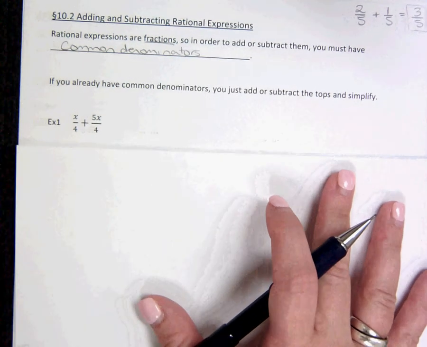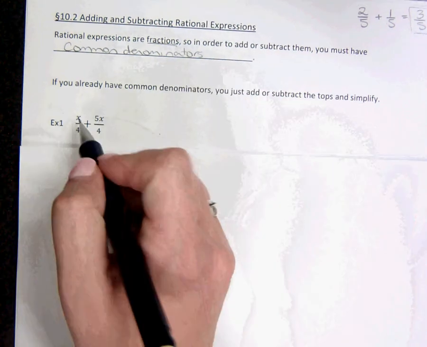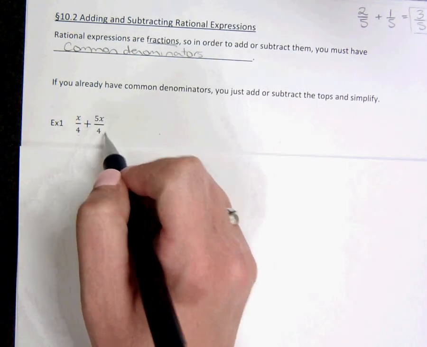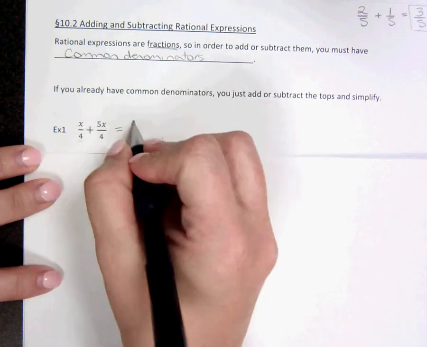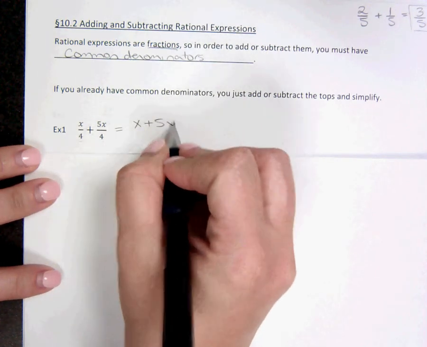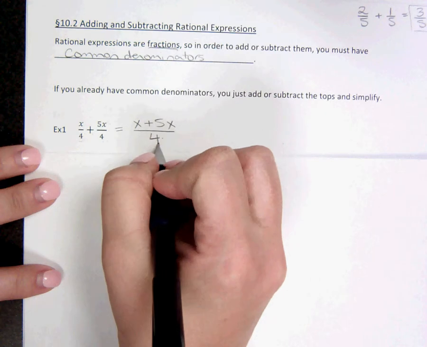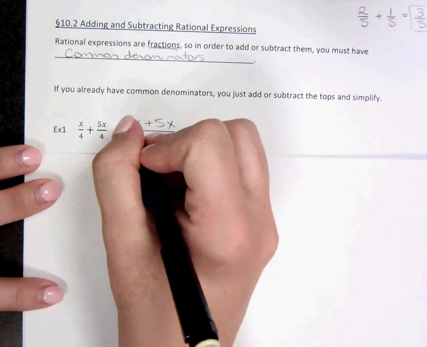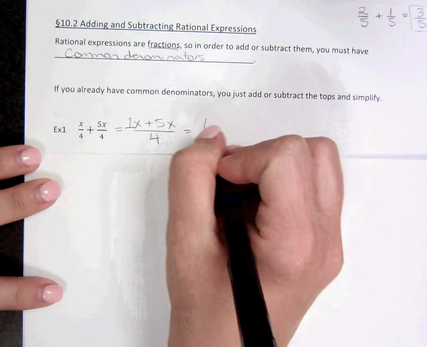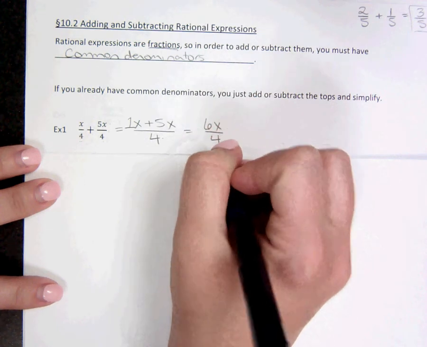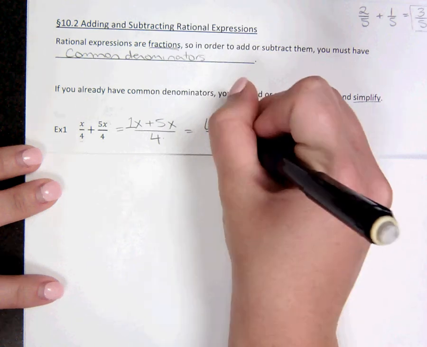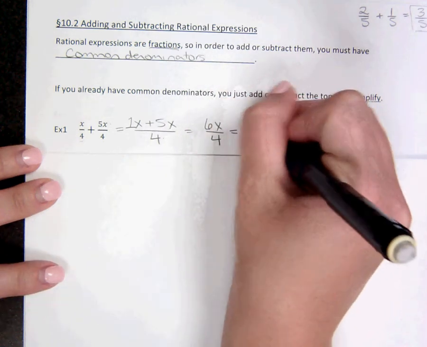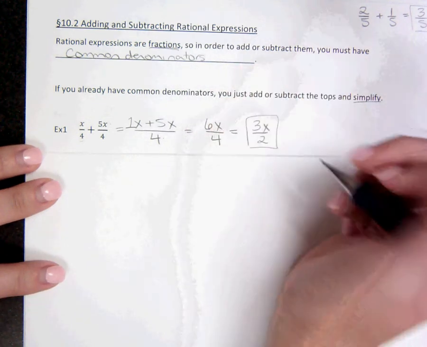So kind of keep that same idea in mind for these. Example 1: if I have x over 4 plus 5x over 4, they're both over 4, so I can just do x plus 5x all over 4. This is like 1x plus 5x, just 6x over 4. And then we can simplify from there. Divide them both by 2. That would be 3x over 2 for our final answer.